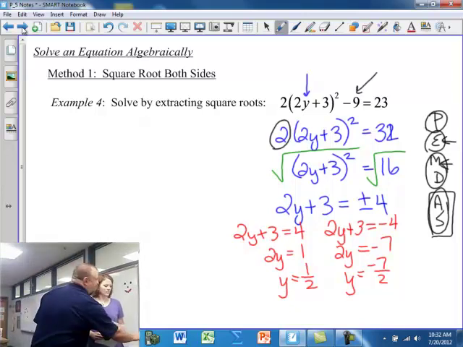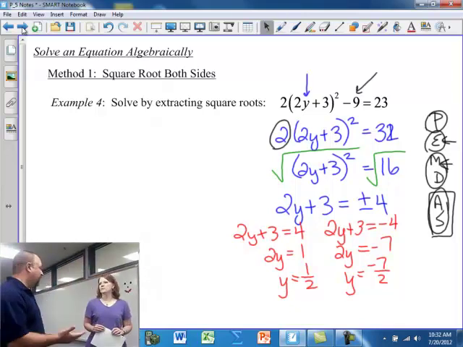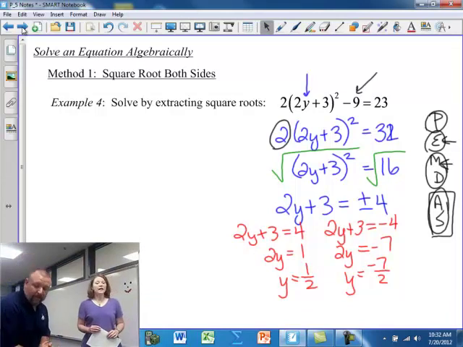Backwards so that you don't do things out of order. Because if you do things out of order when solving, you get the wrong answer, just like when you do them out of order when you're simplifying.